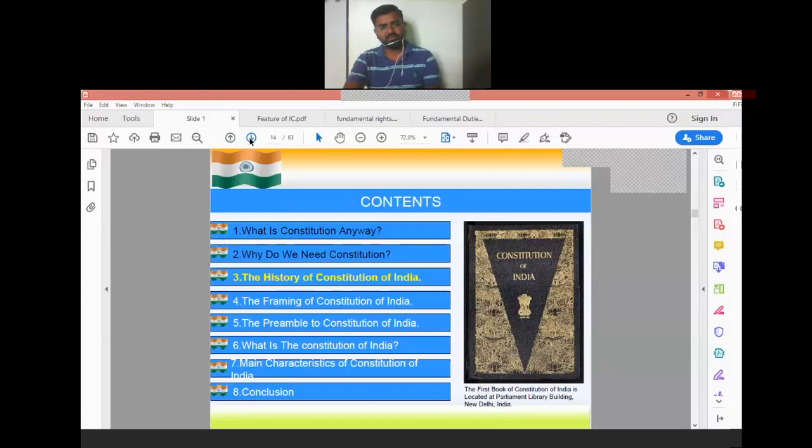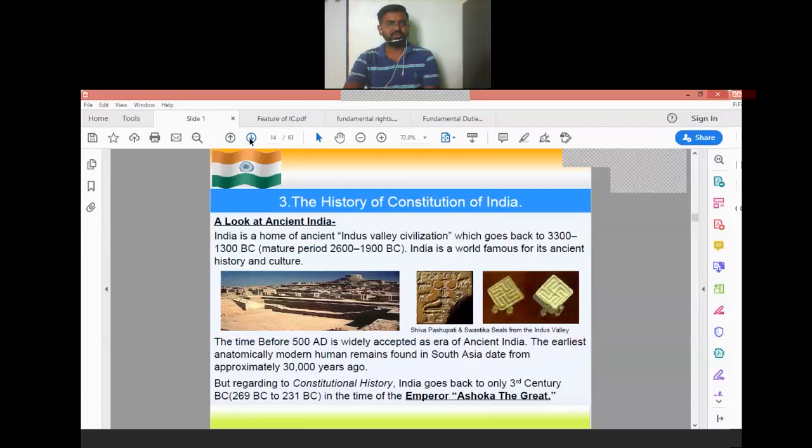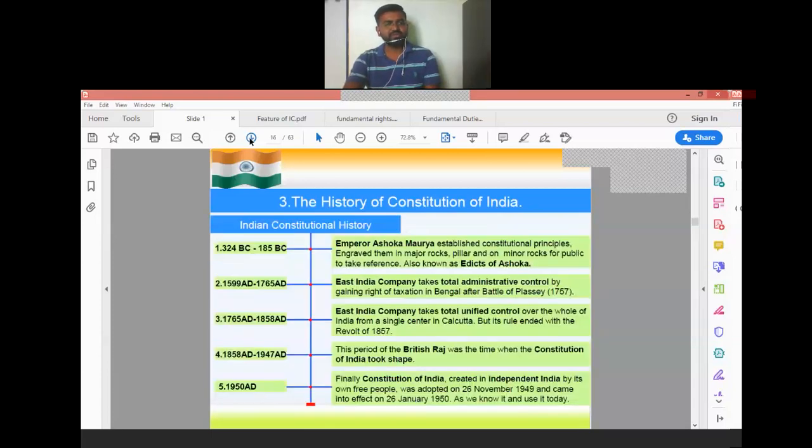Now next, history. The main topic of this chapter is the history of the constitution. Now we start with 1324 BC, centuries before, to 185. At the time of Ashoka, we know that Ashoka established the basic principles of the constitution, where he protected the Indian monuments and various historical parts, like the major rocks and pillars and the minor rocks, for the public to take as reference. Okay, we know about the Ashoka Empire.